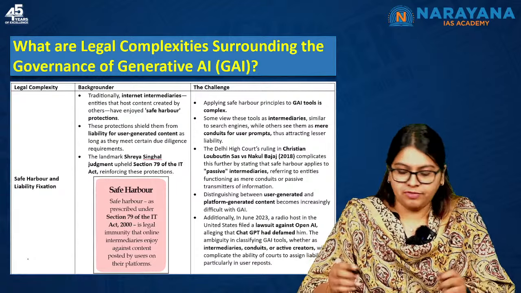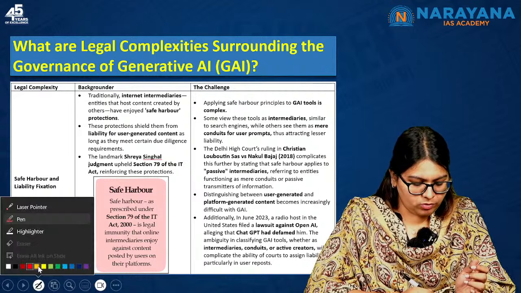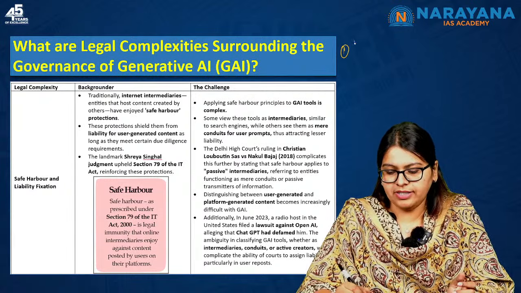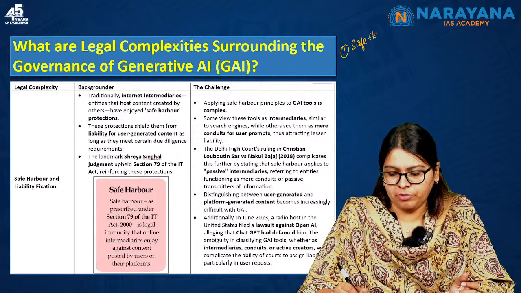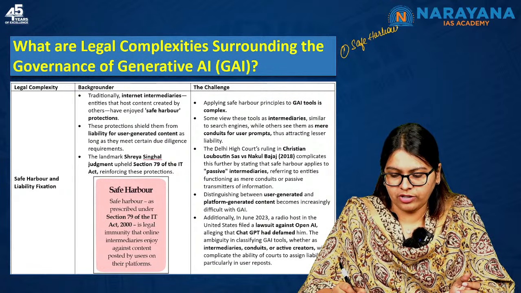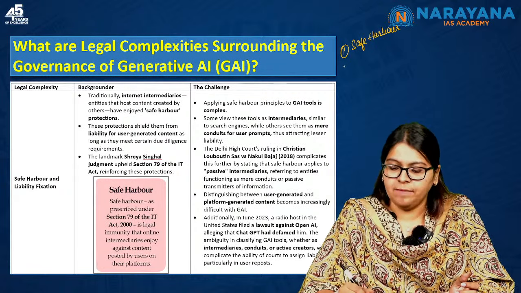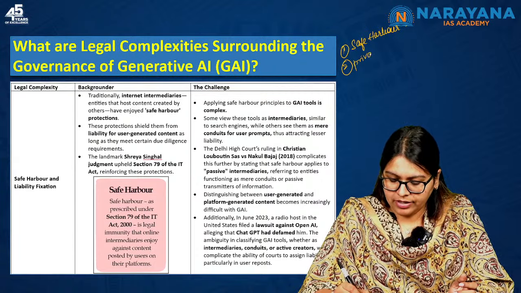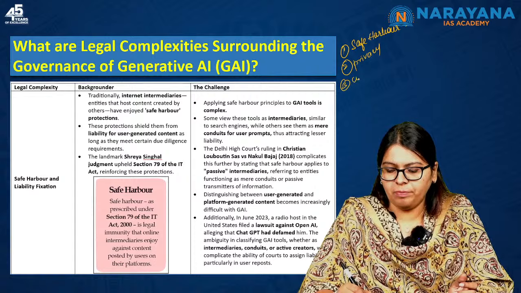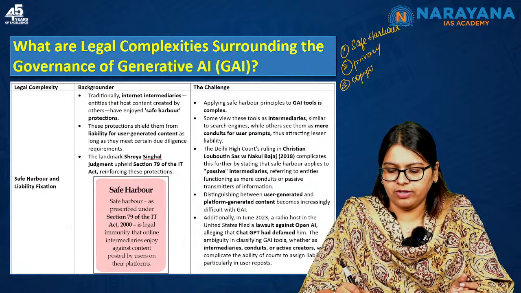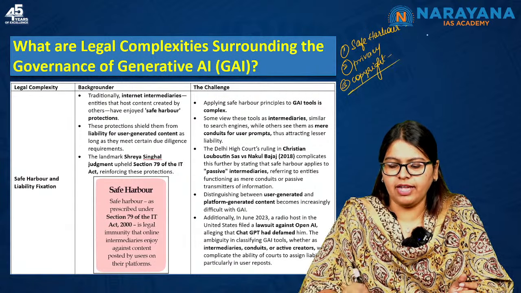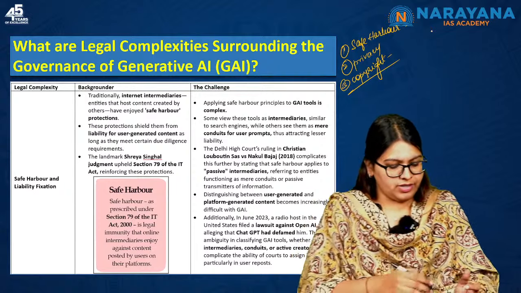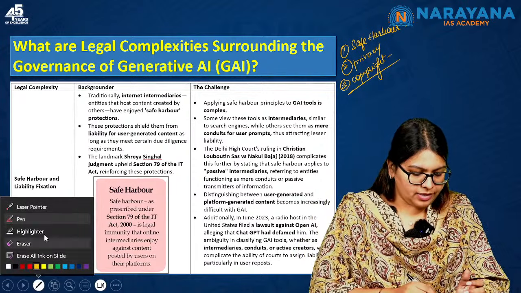Okay. So first one, we'll be discussing this particular safe harbor provision that is mentioned in section 79 of the IT Act. The next one, we'll be discussing the privacy concern, and next one is the copyright challenge that this particular generative AI faces. Okay. So first one is safe harbor and liability fixation.